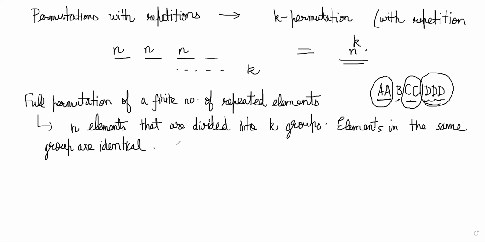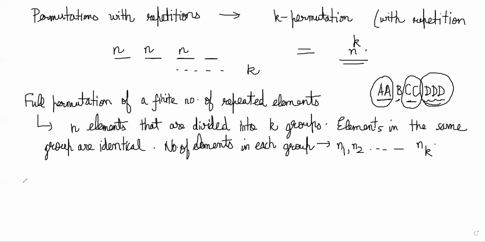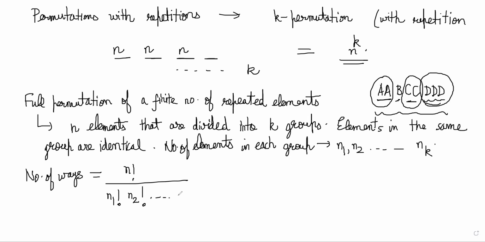And let's say the number of elements in each group is given by n1, n2, and so on till nk, because there are k groups. So the number of ways to get the full permutation of all n elements in this situation is n factorial by n1 factorial, n2 factorial, and so on till nk factorial.